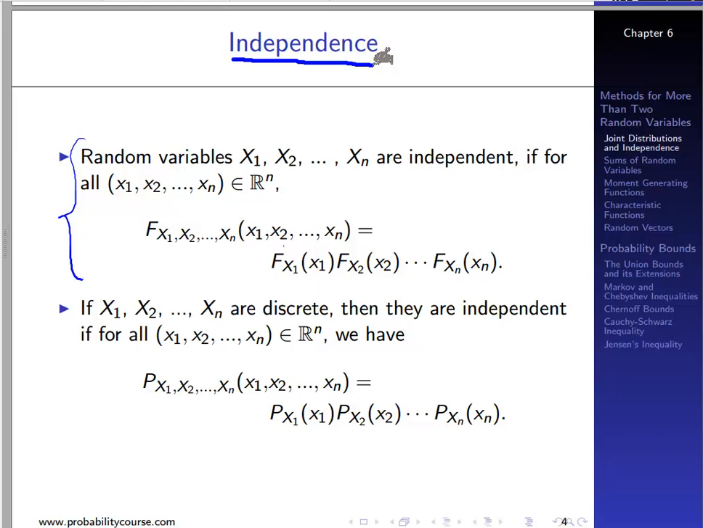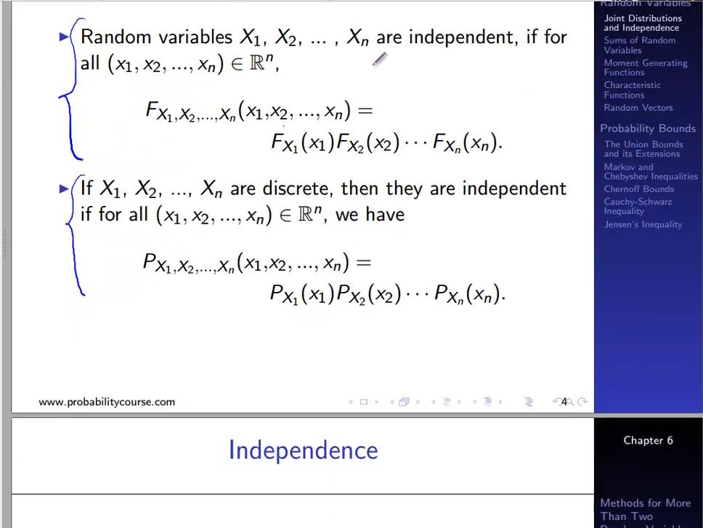Okay, that's kind of hard to intuit. So let's look at discrete and continuous separately. If we have a set of discrete random variables, then they're independent if the probability mass function is the product of the individual probability mass functions. And let me just skip ahead.